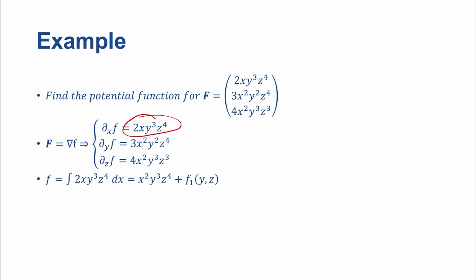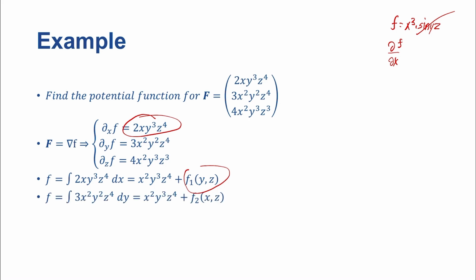Because if I had the function be like x cubed plus sine of yz, and I took its partial derivative with respect to x, then this would go away entirely. So we need to account for that. So that's why we add this function of integration.